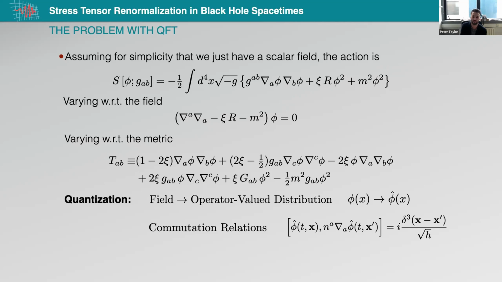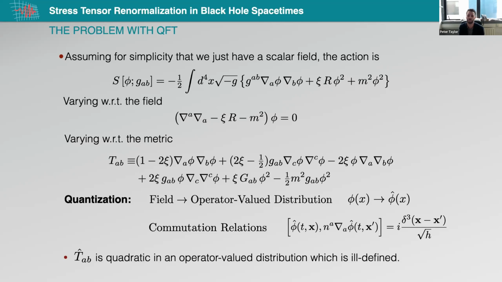The second point here is not really relevant for what I want to say. The main point is that my field has been promoted to an operator valued distribution, and my stress energy tensor is quadratic in that field. If I replace my field with its quantum analog, an operator valued distribution, we have something that's quadratic in an operator valued distribution and evaluated at the same spacetime point. And of course, that's mathematically ill-defined.